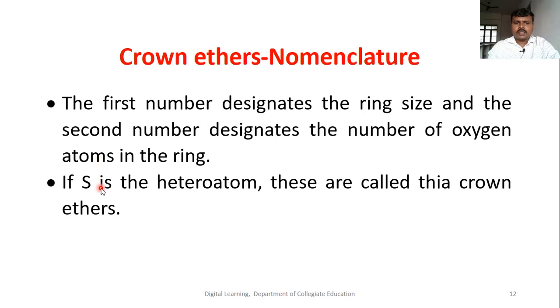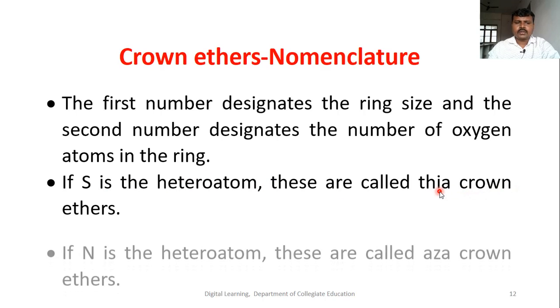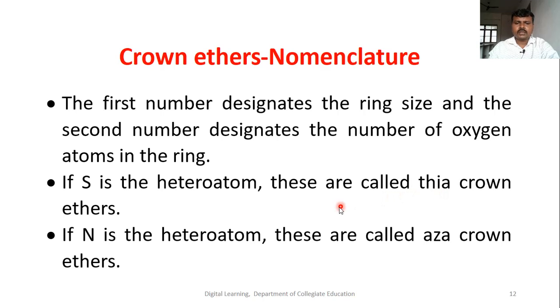If a sulfur atom is present in the ring as a heteroatom, these are called thiacrown ethers. If a nitrogen atom is present in the crown ether, that crown ether is known as azacrown ether.